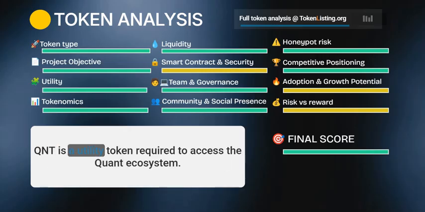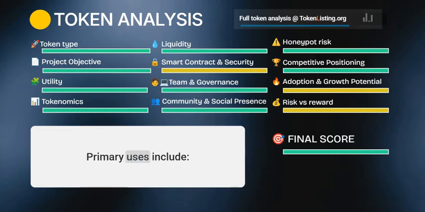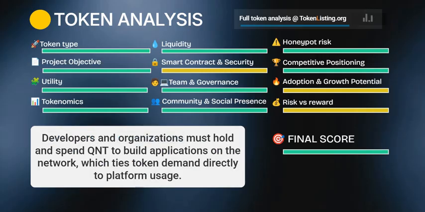Utility. QNT is a utility token required to access the Quant ecosystem. Primary uses include payment for Overledger licenses, transaction and gateway fees, developer access to APIs, enterprise integration services. Developers and organizations must hold and spend QNT to build applications on the network, which ties token demand directly to platform usage.